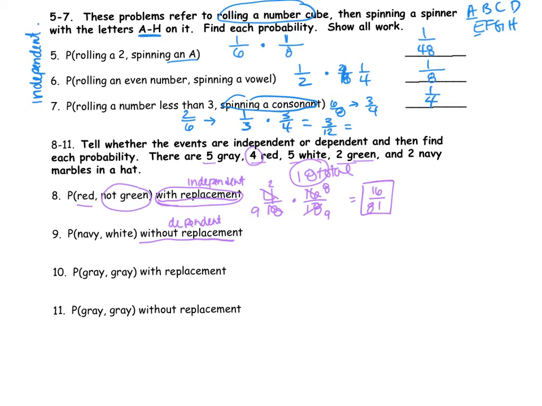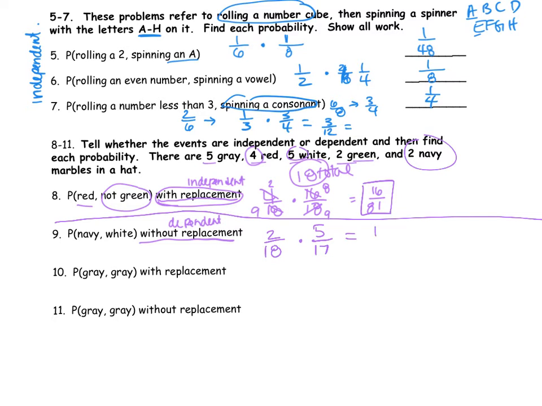Number 9, probability of picking a navy marble. So we have 2 navy out of the 18 marbles times, and then this is without replacement, meaning you now pulled out a navy marble and there's 1 less marble in the bunch. So this decreases to 17 because you're not putting it back in. Then this is white, which is 5 white.